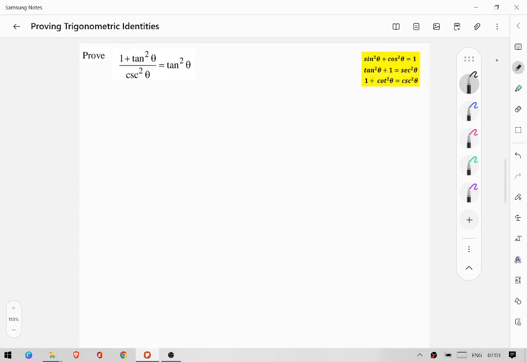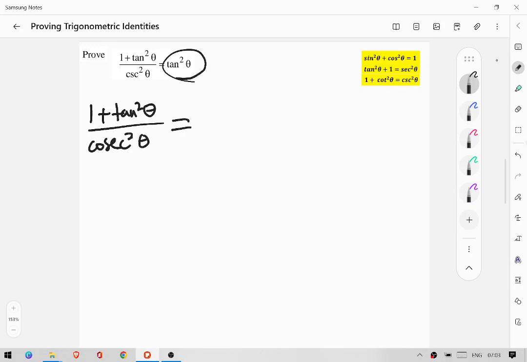Now let's have a look at the third one. The third one, 1 plus tangent squared. Copy paste the left hand side first: 1 plus tangent squared theta over cosec squared theta. Our aim is to get tangent squared theta. So, what to do now?